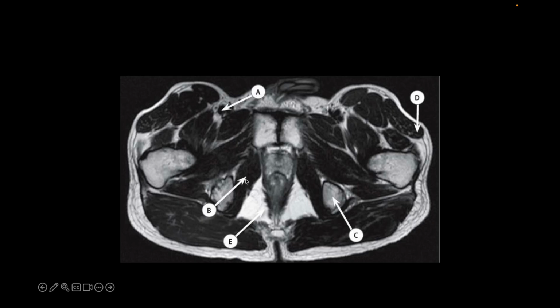B is your obturator internus muscle. Remember that 90-degree attaching here. C is your ischial tuberosity. D is that tensor fascia lata, as I've just showed you, that speckled appearance. And then E, this is a little bit more sort of lower GI, but this is your right ischioanal fossa or fat.